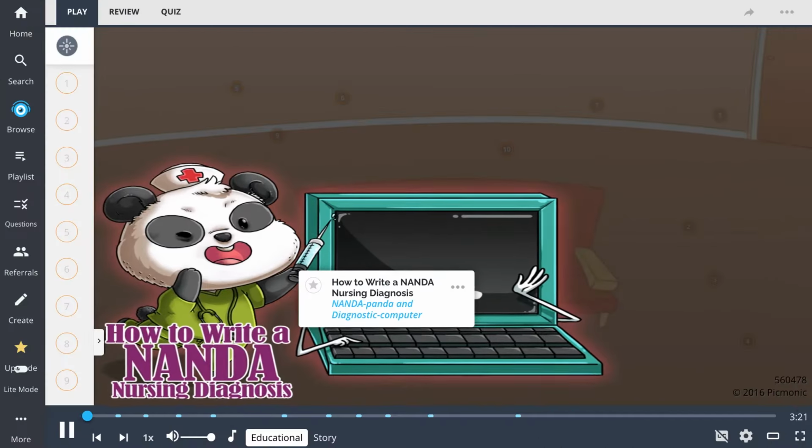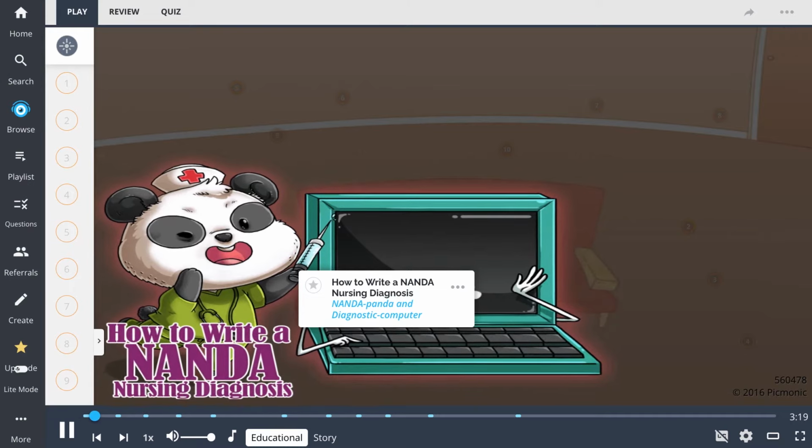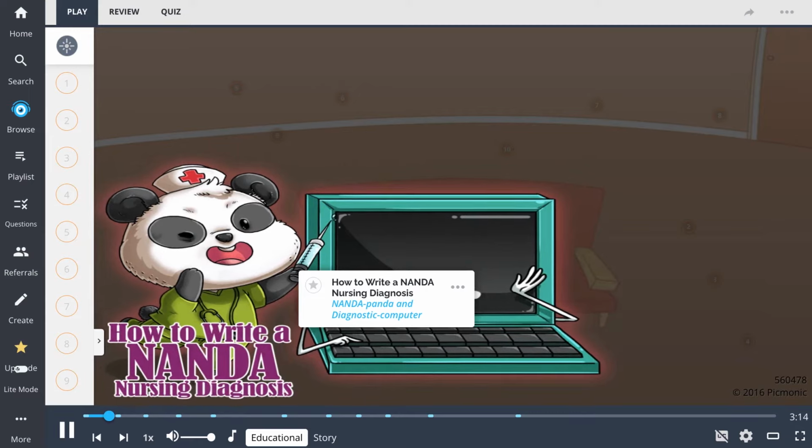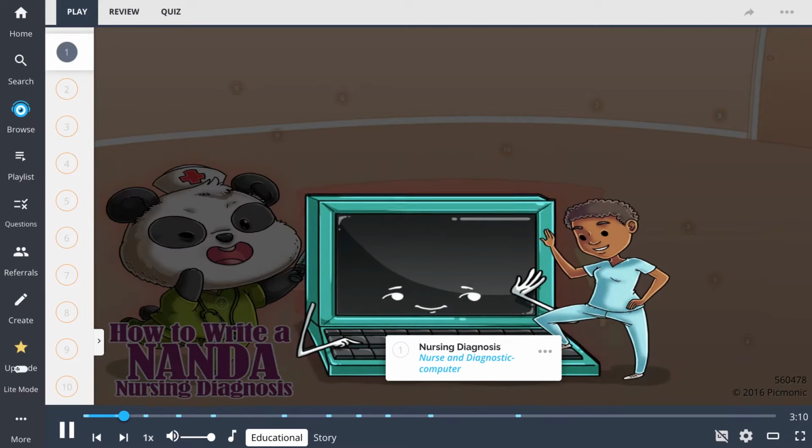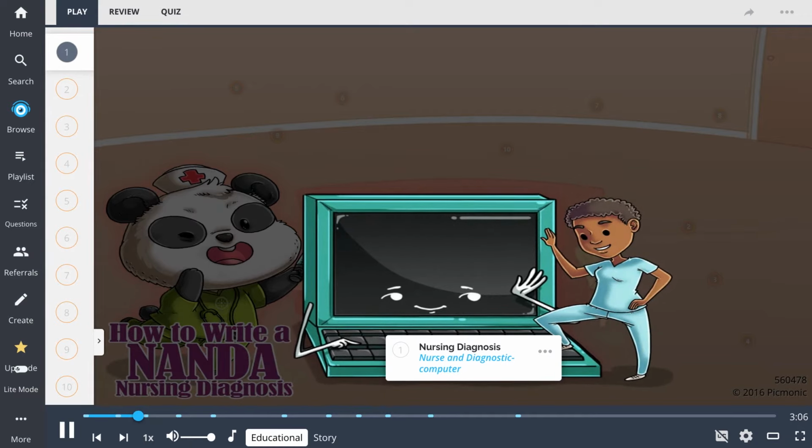Use this Picmonic to remember how to write a NANDA nursing diagnosis by the NANDA Panda, standardizing the nursing terminology on her diagnostic computer. She uses collected patient data to formulate nursing diagnoses and to support the care managed by her physician and healthcare colleagues.